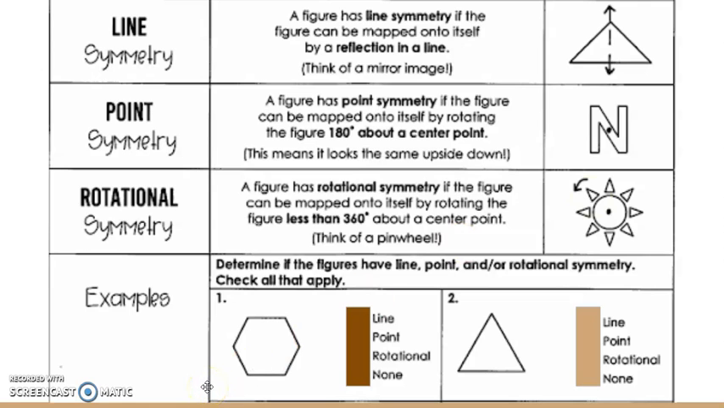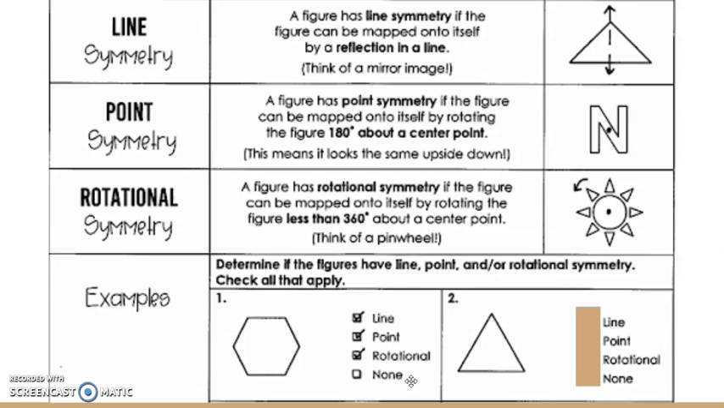If we look at a few examples, for example number 1, we have a hexagon. Remember, a hexagon has 6 sides, and we want to figure out what kind of symmetry it has. If I cut my hexagon down the middle, the reflection would be the same on both sides. So that means we're going to have line symmetry. We also have point symmetry because I can mark my center point and I can do a full 180 rotation to get the same shape back. It's the same thing upside down. We also have our rotational symmetry.